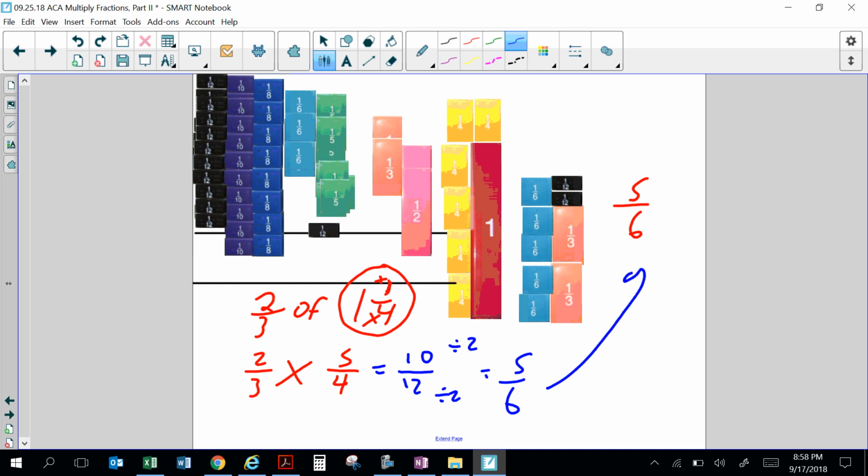5/6. See how our answer matches the picture model. So you ate 2/3 of 1/4? It is 5/6, because if I split this into 3 equal parts, that is equal to 5/6.